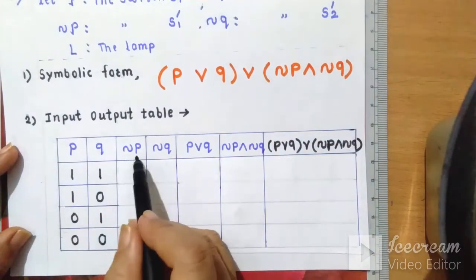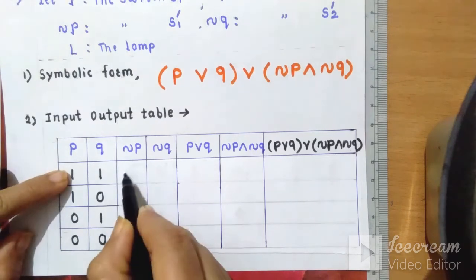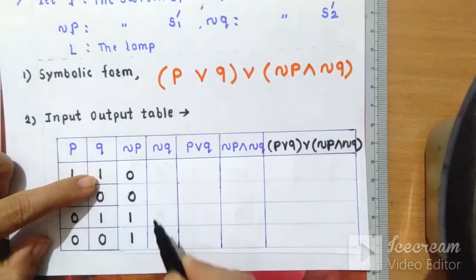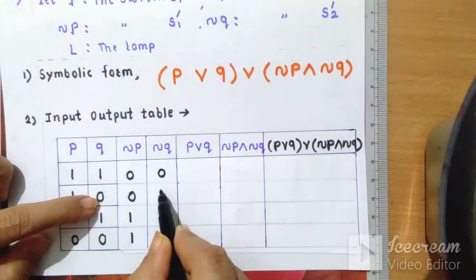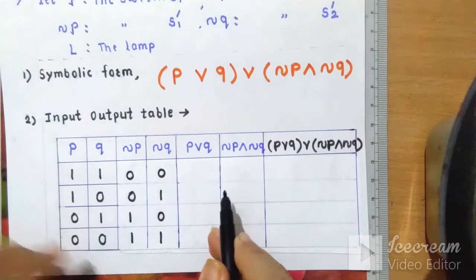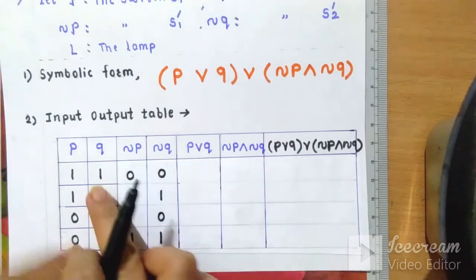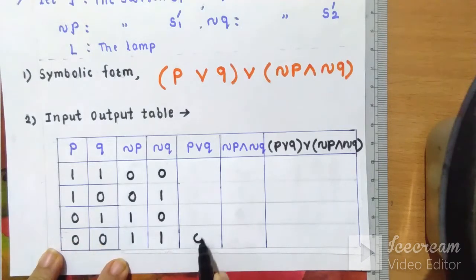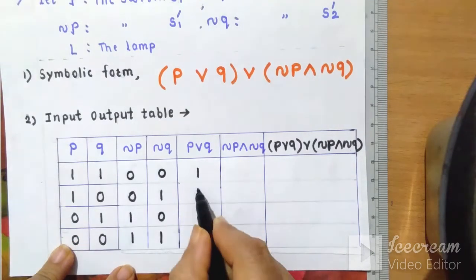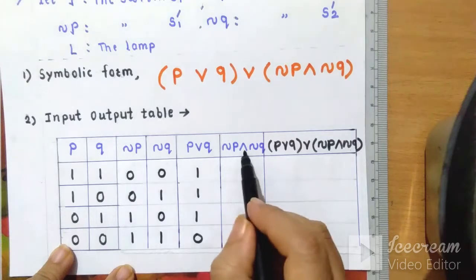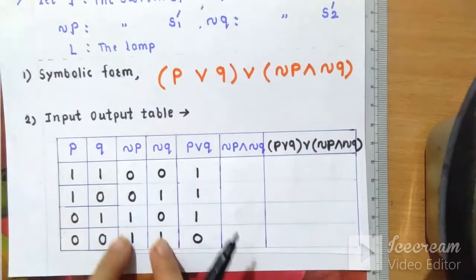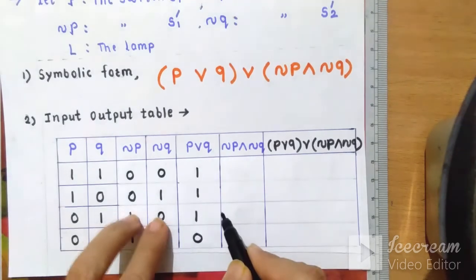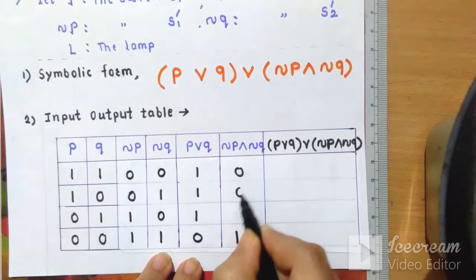Now negation P means negation of this. So here 0, 0, 1, 1. Negation Q means now 0, 1, 0, 1. Now P disjunction Q, that means disjunction between these two. It is if 0, 0, then 0, otherwise it is 1. Now negation P conjunction negation Q means conjunction between these two. So if 1, 1, then write down 1, otherwise it is 0.